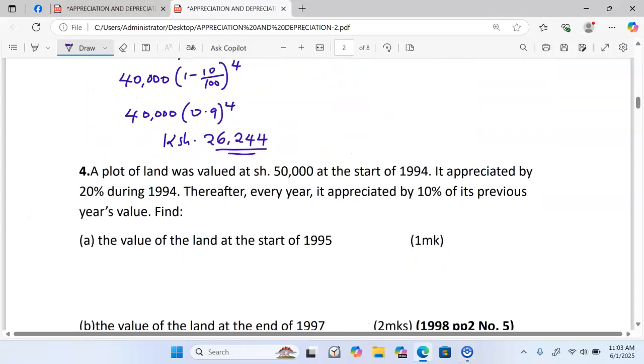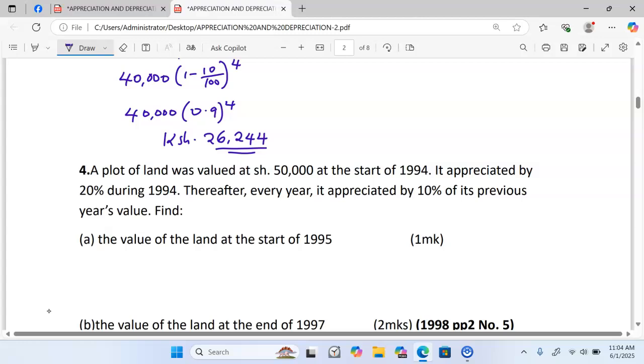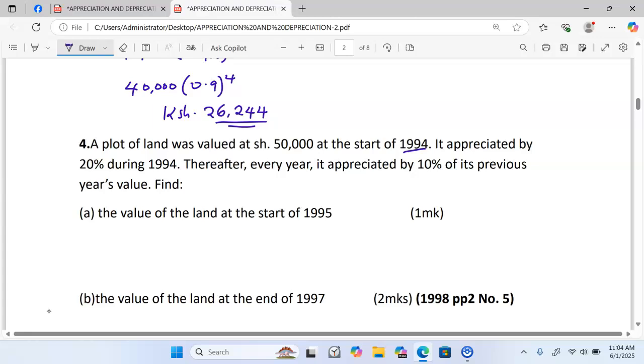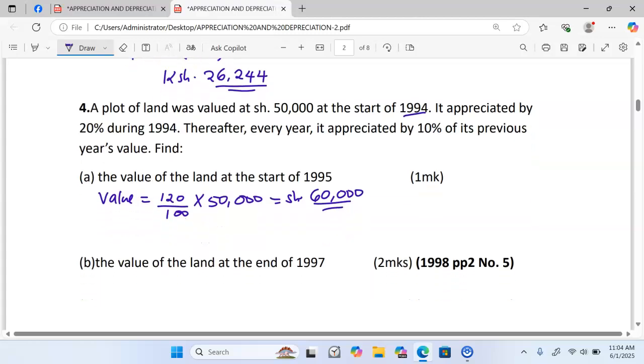We move to question number 4. Question number 4 reads, a plot of land was valued at 50,000 at the start of 1994. It appreciated by 20% during 1994. Thereafter, every year it appreciated by 10% of its previous year's value. Find the value of the land at the start of 1995. So the new value would simply be 20% above 100, which will be 120% of the value at the beginning, which is 50,000, and this one is going to give us an amount equivalent to 60,000, which is the value of the land at the start of 1995.